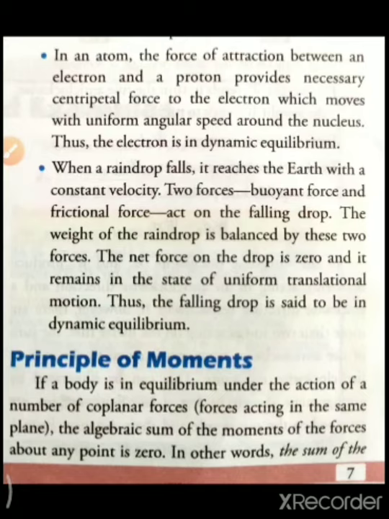The weight of the raindrop is balanced by these two forces. The net force on the drop is 0 and it remains in a state of uniform translational motion only. Thus the falling drop is said to be in dynamic equilibrium. I hope you have understood this much.